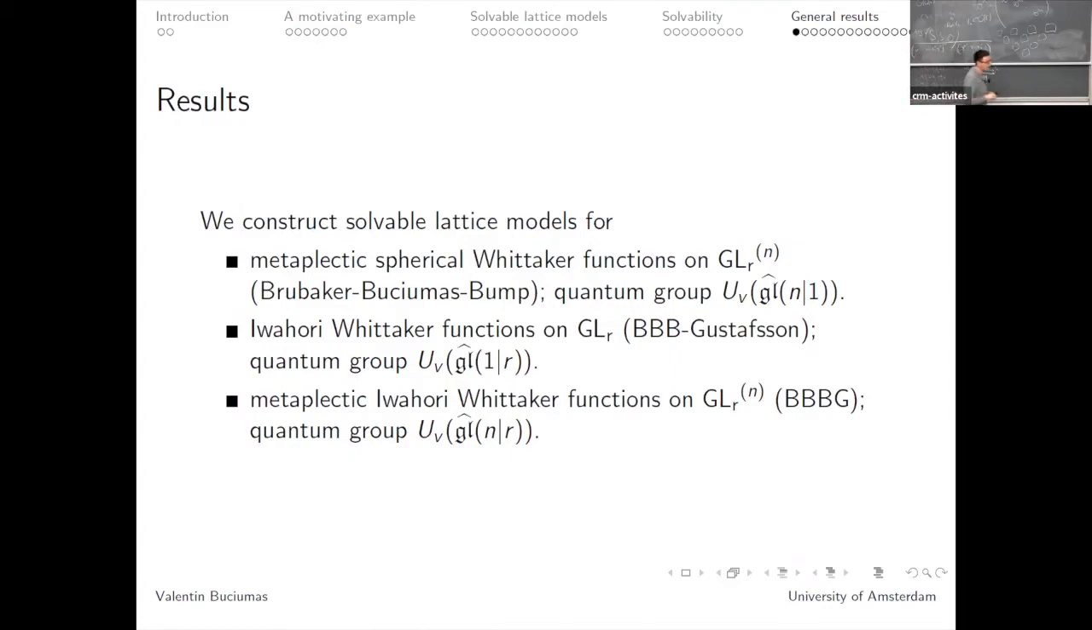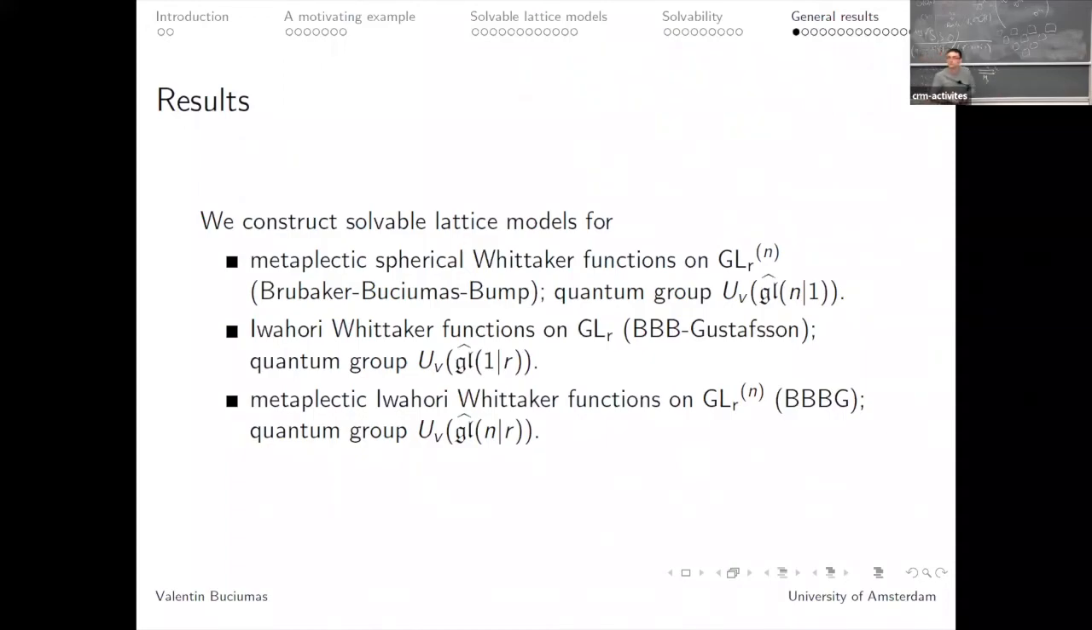And what's interesting is that the lattice models somehow match with the p-adic theory in this very great generality. So for example, we find 3 new lattice models, and all of them are solvable. And they're solvable with R-matrices provided by these quantum groups. So instead of GL_1 and GL_1, we now work with GL_n and GL_1 for metaplectic spherical, GL_1 and GL_r for Iwahori, and GL_n and GL_r for metaplectic Iwahori.